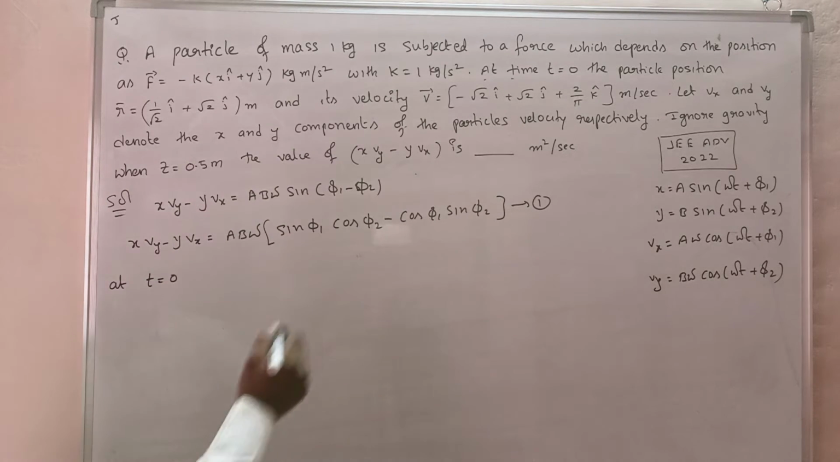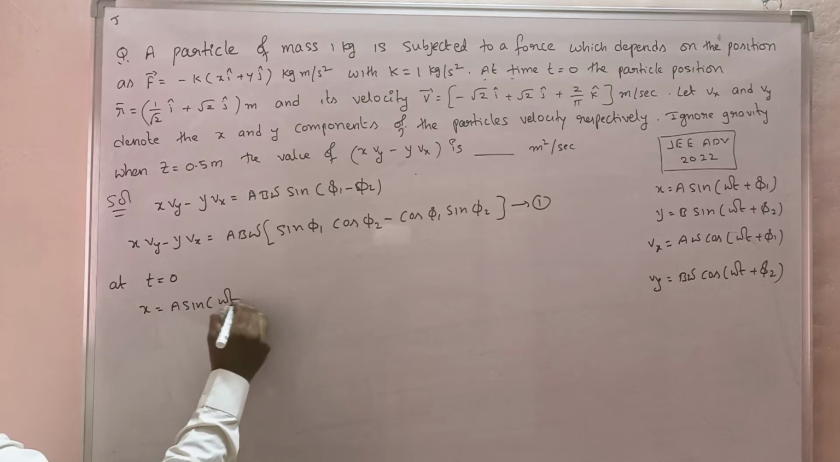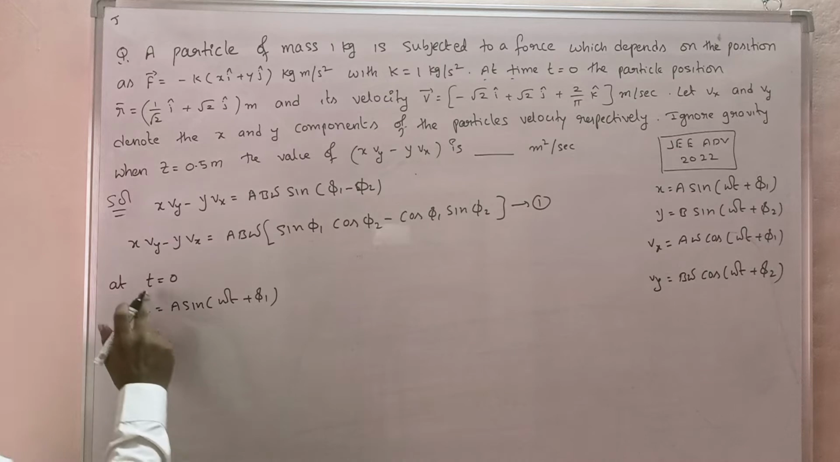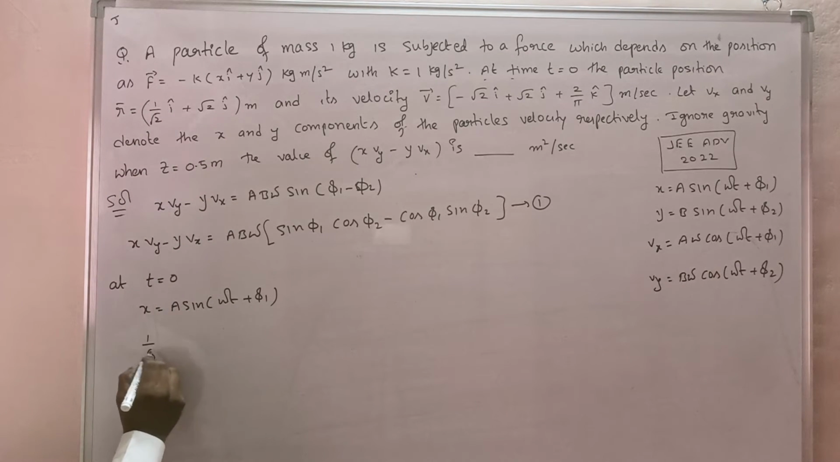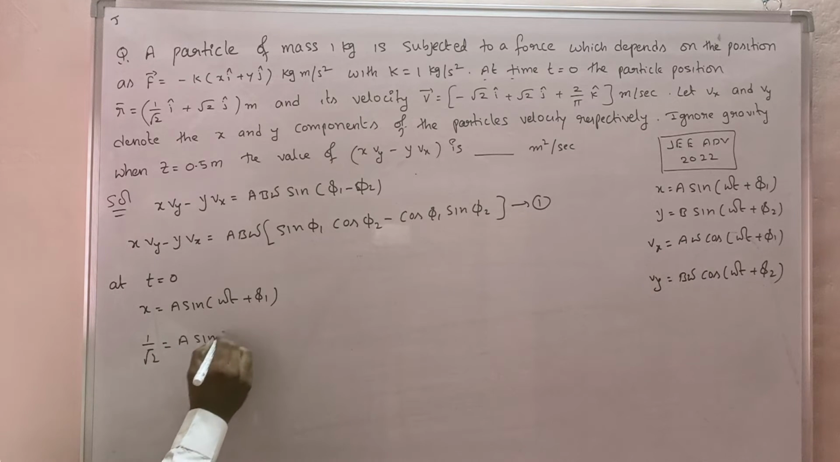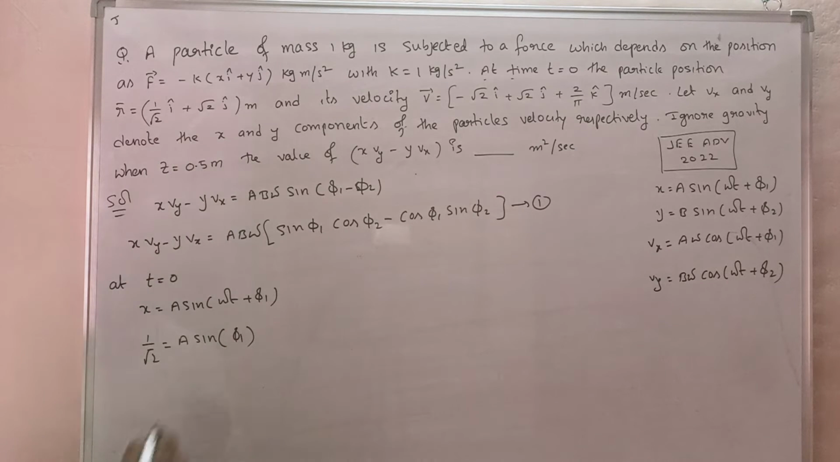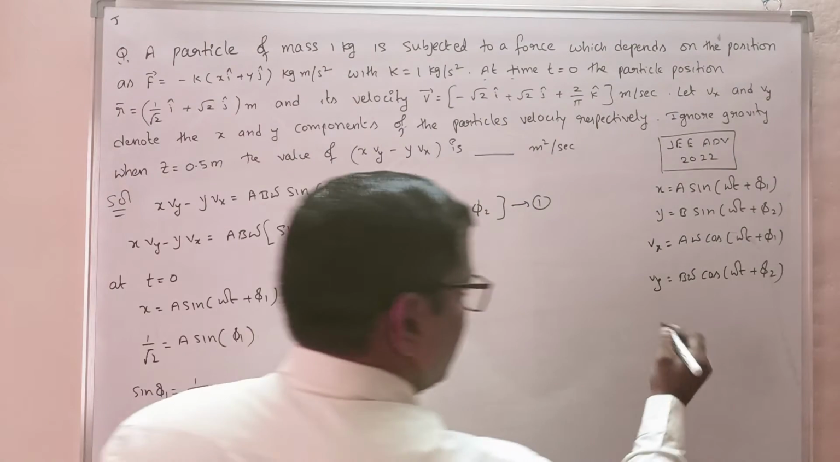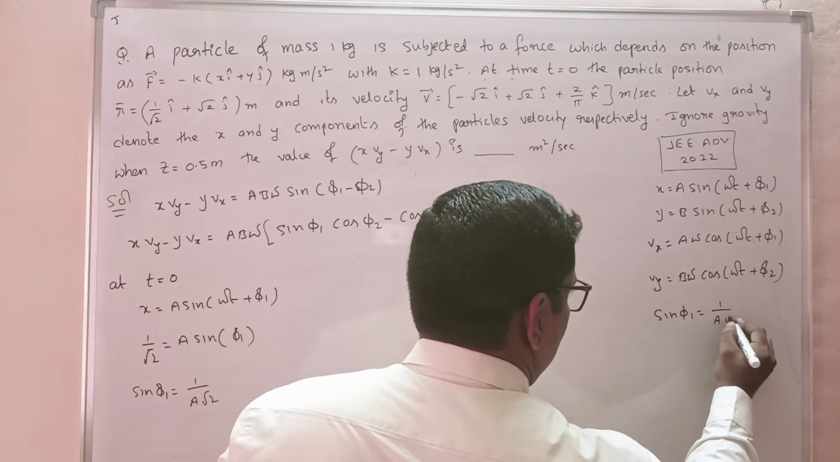we have x equal to a sin(omega t plus phi 1). At t equal to 0, x is given as 1 by root 2. So 1 by root 2 is equal to a sin phi 1. So sin phi 1 can be written as 1 by a root 2. I will write here: sin phi 1 is 1 by a root 2.